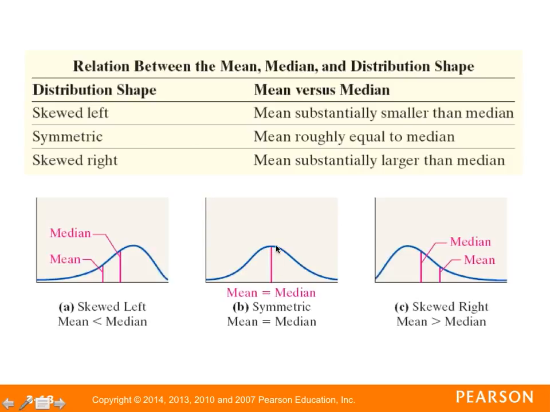When you have something that's symmetric, that means we could fold it in half and it would look the same on both sides. The mean and the median are the same. If you have something that's skewed right, that means you have a tail on the right, okay? The mean is closer to that tail, so the mean is on the right, and the median is closer to the peak.